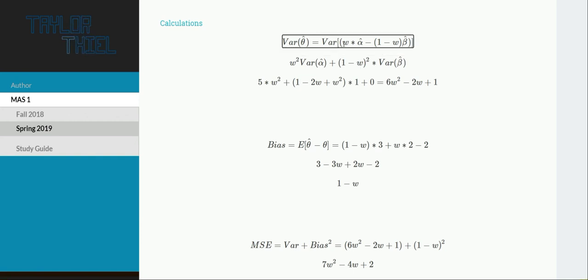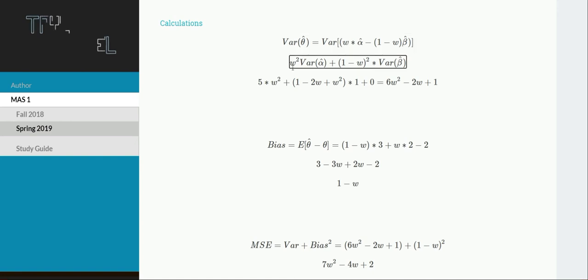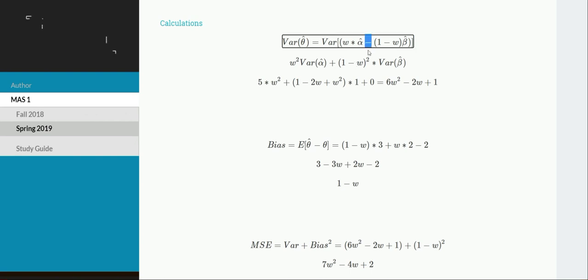So first off, we are going to have W times our alpha minus 1 minus W times our beta, and take the variance of that estimator. When we do that, we can break everything up here. When you pull out a constant from a variance, you got to square it. So that's why this W is squared and this 1 minus W is squared. Also, this minus should be a plus sign. I'm just seeing that now, so I apologize for that error.